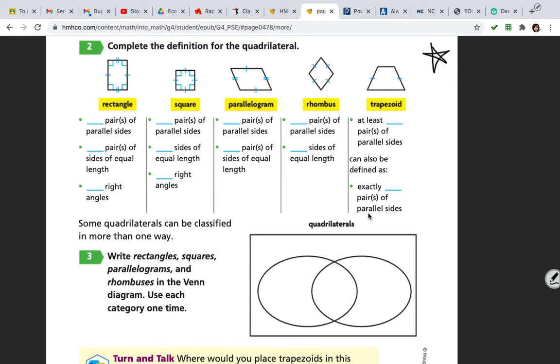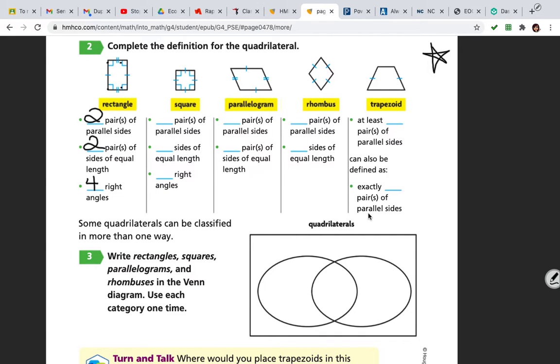A rectangle has blank pairs of parallel sides. Well, it has two pairs of parallel sides. How many pairs of equal sides? So a rectangle has two pairs. So the sides are equal and the top and bottom, so only two pairs of equal sides. And it has how many right angles? 1, 2, 3, 4. It has 4 right angles.